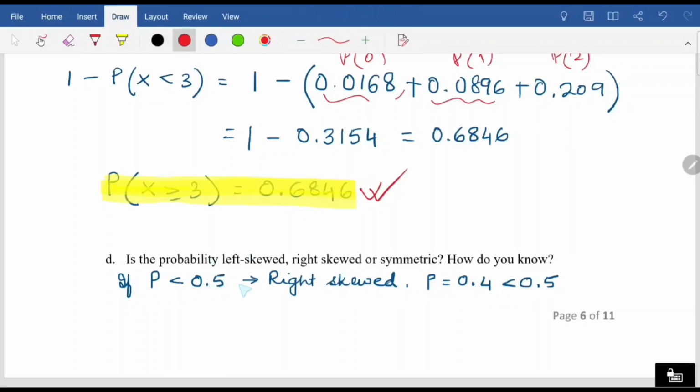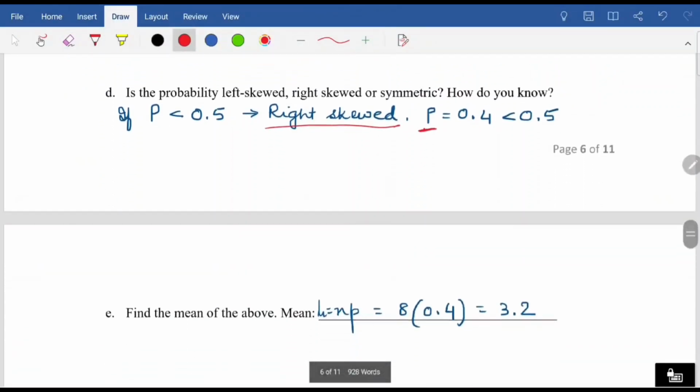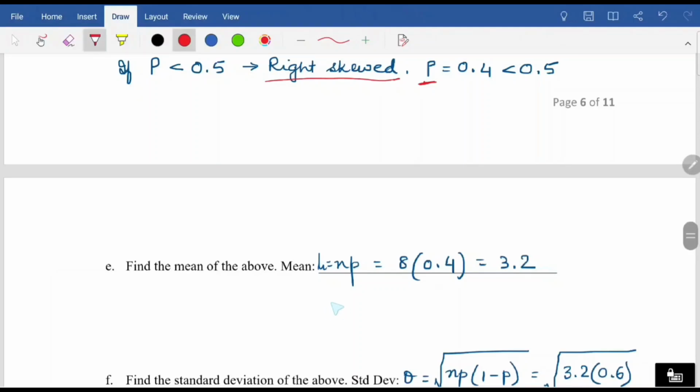If probability is less than 0.5, it's right skewed. If probability is greater than 0.5, it's left skewed. If the probability is equal to 0.5 or very close to 0.5, again, nothing will be exactly equal in statistics, then it'll be symmetric. So the probability that we used or were given is 0.4, which is less than 0.5, and therefore the conclusion is it's right skewed. The next part of the question says find the mean of the above.